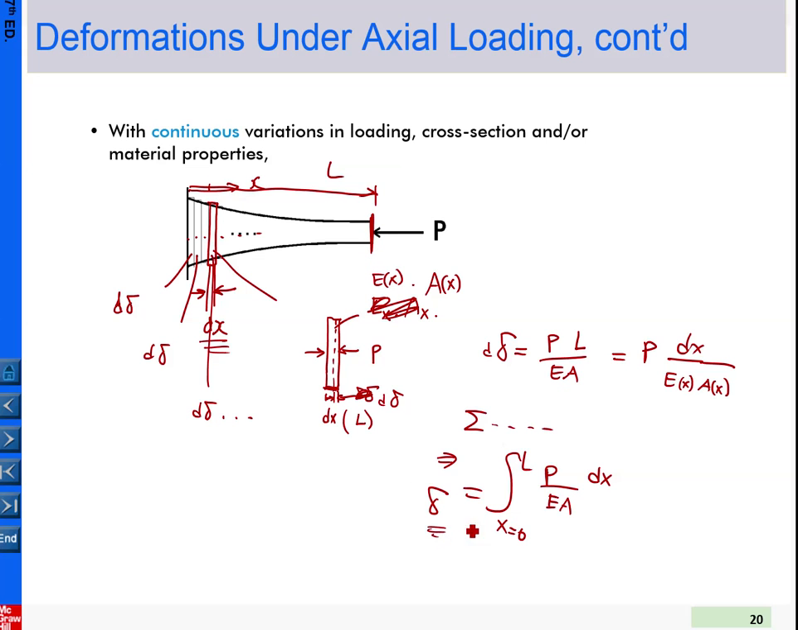If you implement this, that will give you how much this one is going to displace. So that is the general application to continuously changing geometry, and also to non-homogeneous material, which means the material properties are not the same everywhere. That we call non-homogeneous, and this is for this kind of material model.